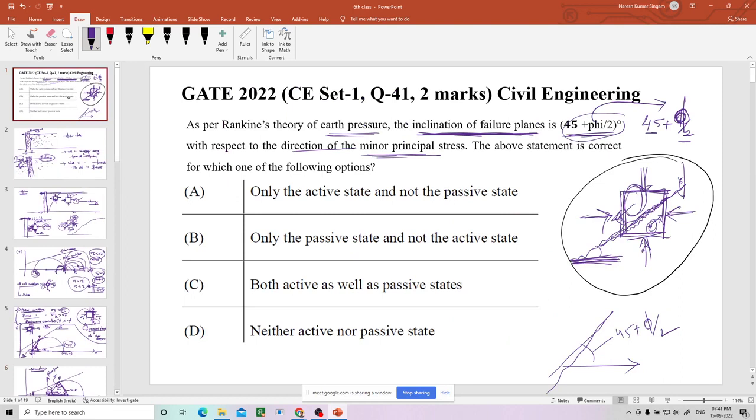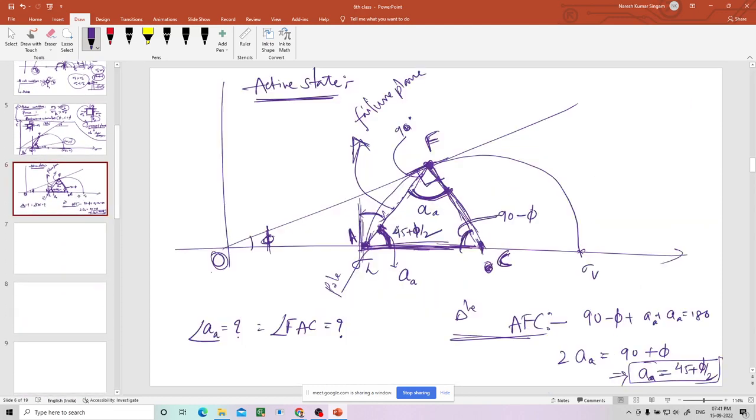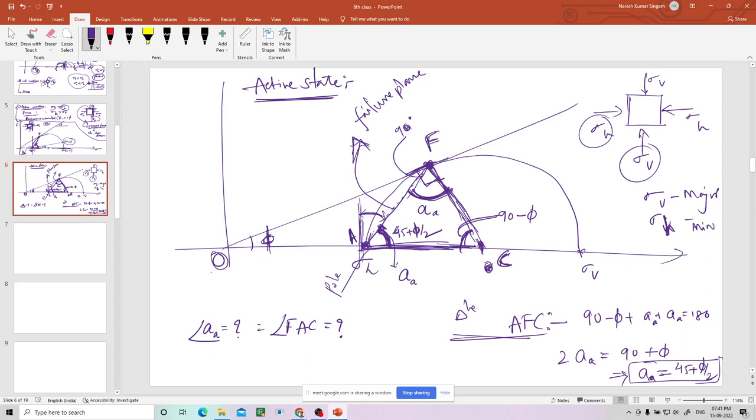Let us go to the question. The question is talking about 45 plus phi by 2 with respect to the direction of the minor principal stress. Okay, remember. So let us see what the minor principal plane is. This is sigma V, this is sigma H. What is the minor principal stress and what is the major principal stress out of these two? Sigma V is major. Sigma H is minor because sigma H is less.